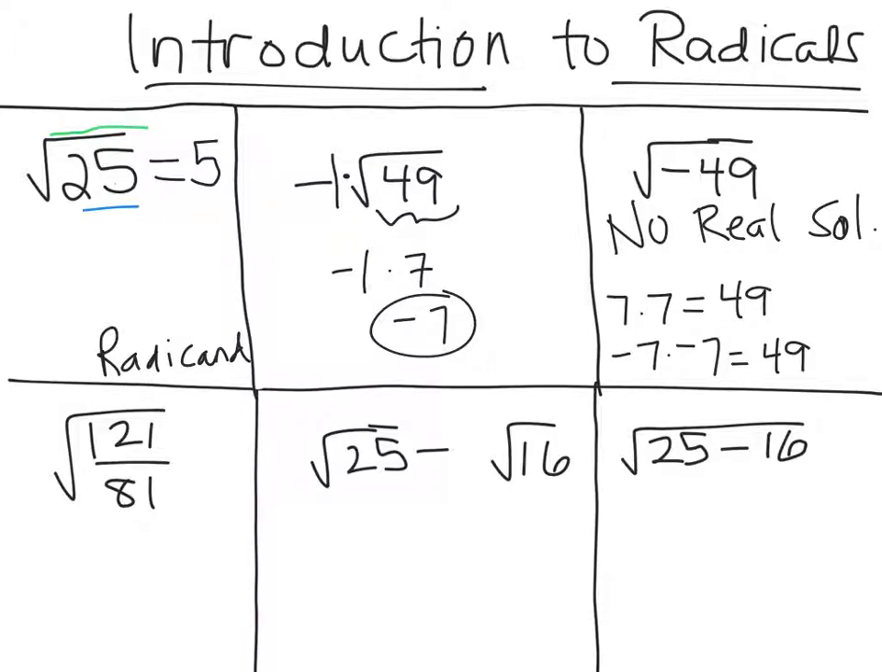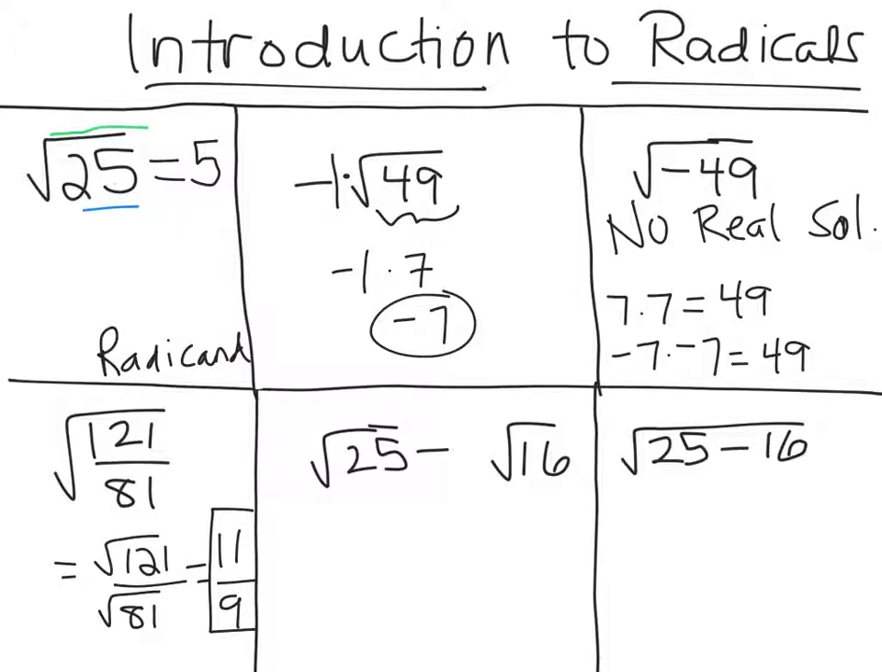With division, you're going to get the correct answer if you break this down into the square root of the numerator, so square root of 121, divided by square root of the denominator, so square root of 81. And now, since 11 times 11 is 121, then the square root of 121 is 11. And 9 times 9 is 81, so the square root of 81 is 9. And it's okay to leave our answer as an improper fraction.